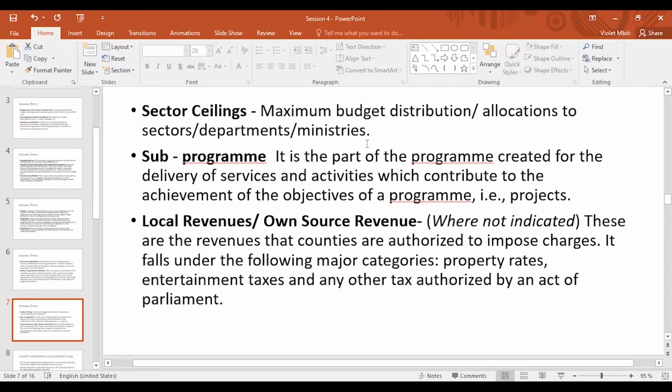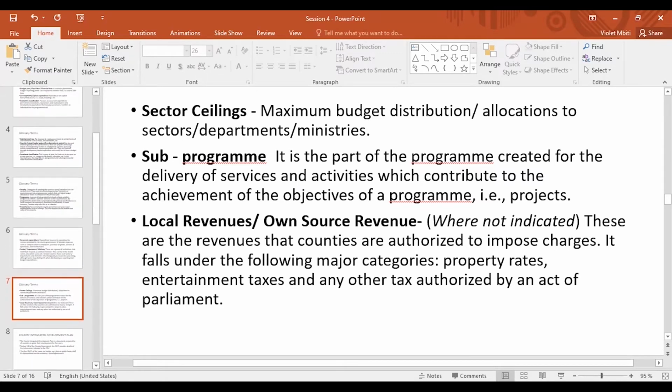So these are sub-programs. So local revenues or own-source revenues, what does that refer to? These are the revenues that counties are authorized to impose charges on. It falls under the following major categories: property rates, entertainment tax, and any other tax authorized by an act of parliament. So you find that there are so many taxes, like even in Machakos, there is even cess. Even at the market there are so many taxes, and you usually find them in the finance bill, because once the finance bill has been passed, it states where the county is going to generate local revenue, or own-source revenue, from.